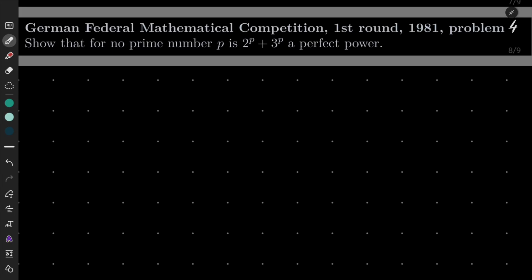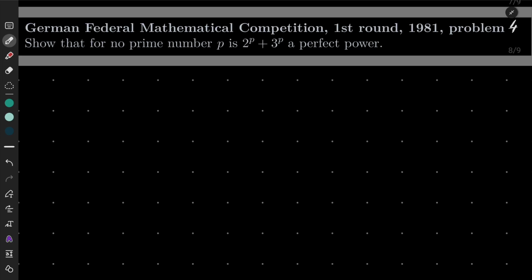Hello friends, in this video I'd like to solve the following problem from the German Federal Mathematical Competition, first round, year 1981, problem number 4. We wish to show that for no prime number p is 2 to the power of p plus 3 to the power of p a perfect power. Perfect power means that it's k to some power l, where l is 2, 3, 4 or greater.